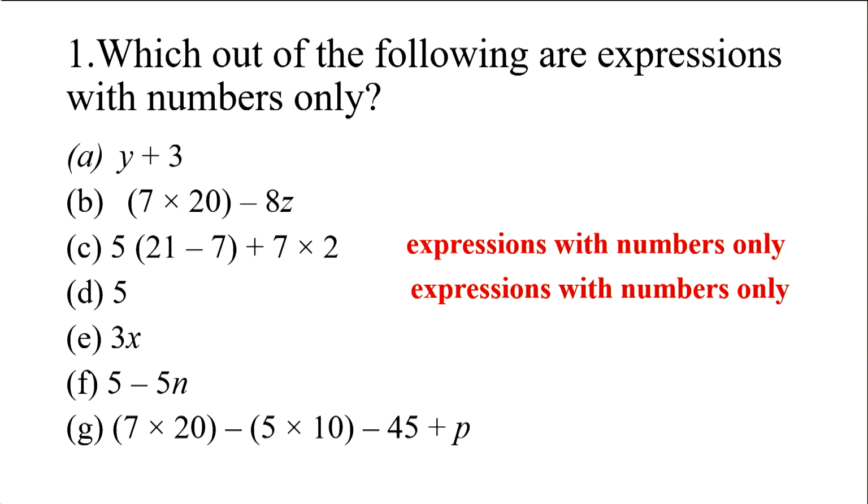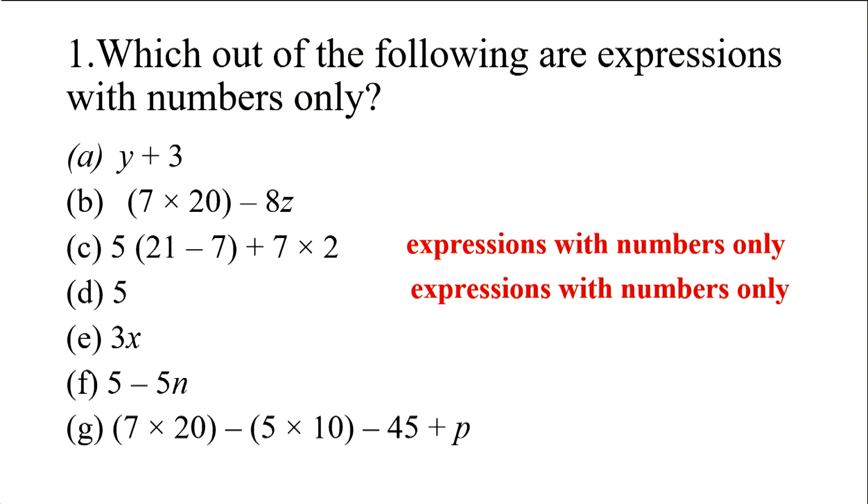In case of the 11.3 exercise, the first question is like this: which out of the following are expressions with numbers only? So, we have to identify the expression with numbers only. In case of A, B, C, D, E, F, G, let us find out how many expressions have only numbers. In case of first, variable y is there. In the second, variable z is there. In C, there is no variable, therefore, we can identify it as an expression with numbers only.